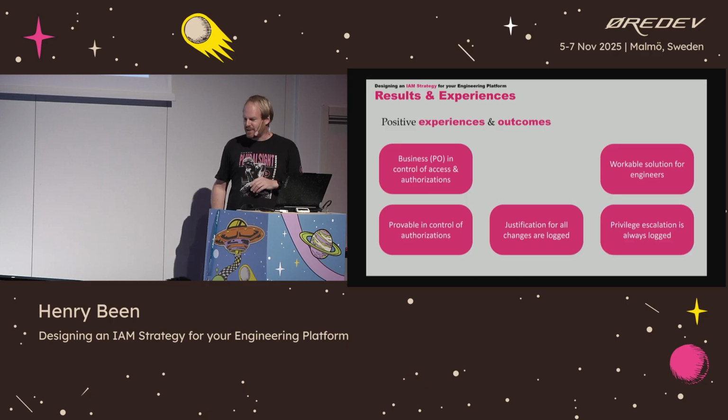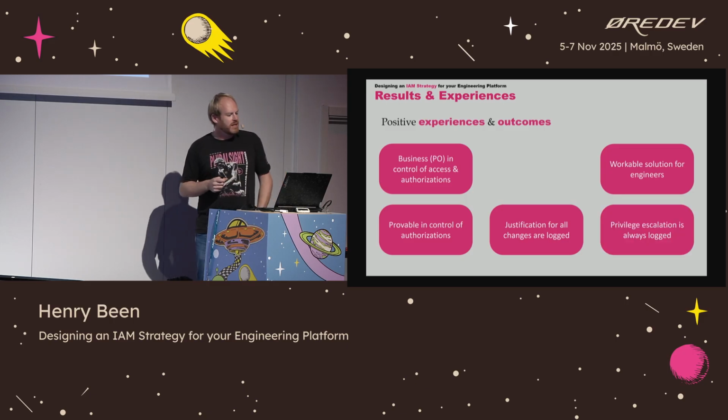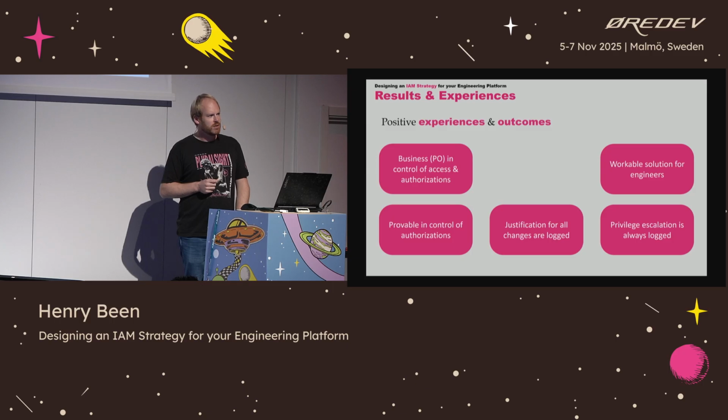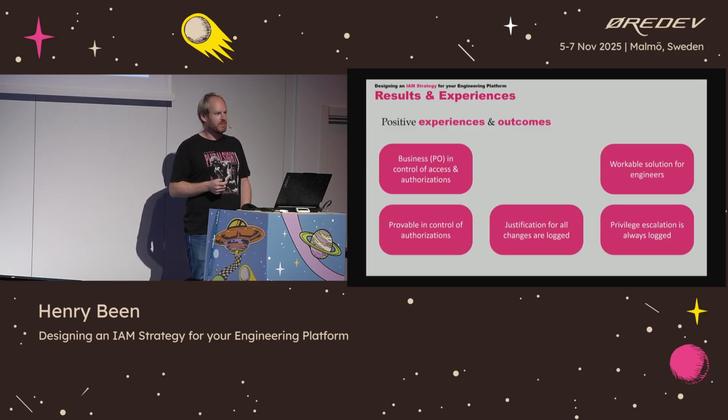Like I said, justifications are logged. Another important thing is that privilege escalation is always logged. This is very interesting. How often do we need write access to the production environment? This is a great indicator of quality as well.